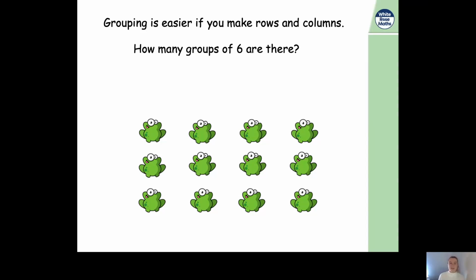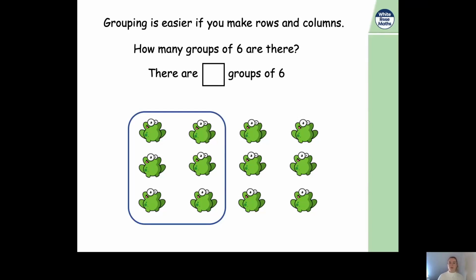Okay, year 2. So we knew from the last question that in one column there are 3 frogs, aren't there? Maybe we could put some columns together and then make our groups of 6. Because if we put 2 columns together, there are 3 in each column and 3 plus 3 equals 6. Shall we try that? Oh, there we go. So we've got our first group of 6 and look, I've used 2 columns because there are 3 frogs in each column. So let's do that again. Here we go. So how many groups of 6 have we made? Yes, we have made 2 groups of 6 by putting 2 columns together.